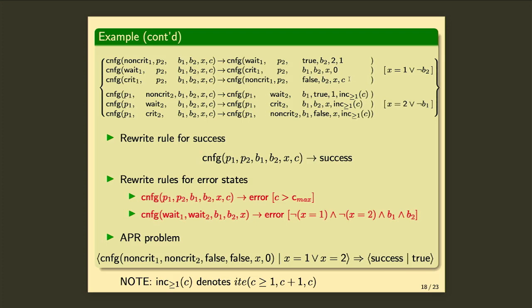Then we add a rewrite rule for success. So it's the same. This state represents any state, but don't forget the counter C. And for this state to success, we add this rule. Then we add rewrite rules for error states. And there are 2 rules. One is the state where C is greater than Cmax. And another is the normal form. We add these 2 rules. Then the APR problem to verify starvation freedom is the same: initial state to success.